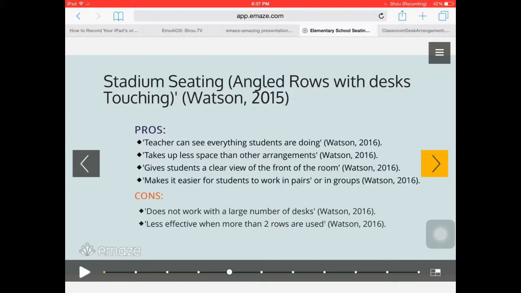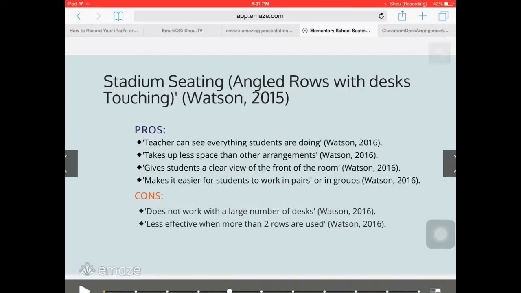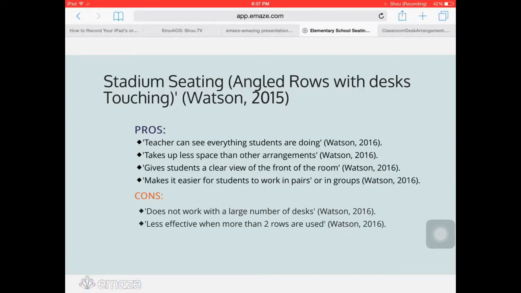Another pro that she explains is that it makes it easier for students to work in pairs or groups, because your partner is not across the room. He or she could be right next to you, and since the tables are made up of a couple desks, that group can be the entire group right at that section of desks, and that's very helpful. Some cons that she explains are that it does not work with a large group of desks or students because it becomes less effective for classroom management when there's more than 2 rows used.